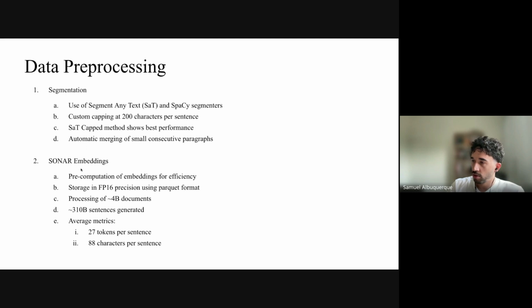And the SONAR embeddings, just like I mentioned here, they pre-computed them beforehand for efficiency. They stored them in floating point 16 precision, and it processed 4 billion documents, 300 billion sentences, with an average of 27 tokens per sentence and 88 characters per sentence.